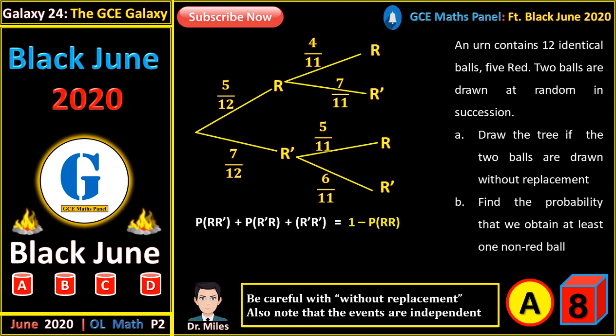The next thing is to find the probability that we obtain at least one non-red ball. At least one non-red ball means you can either obtain the first is red, the second is not red, the first is not red, the second is red, or both of the balls are not red. Another way to describe this is the probability that both balls are red, subtracted from 1. So this gives us 1 minus 5 on 12 times 4 on 11, which is 28 on 33.